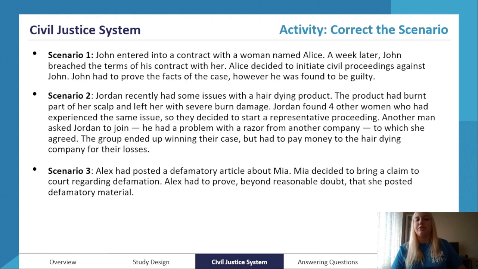Alice has to prove the facts of the case, not John, because she's the plaintiff bringing the claim to court. John cannot be found guilty. It's a decision of liability in civil proceedings.